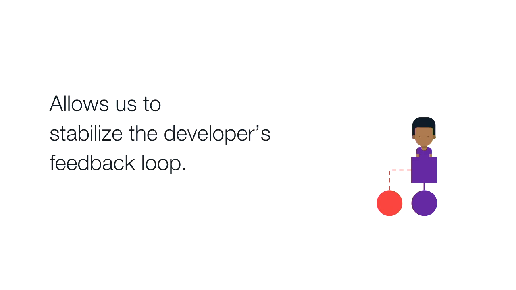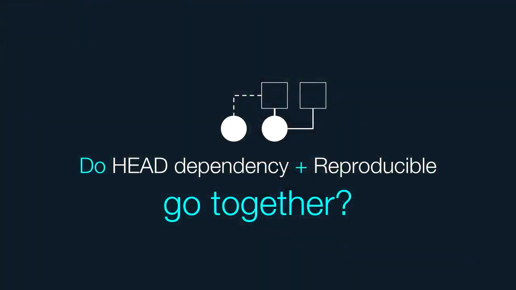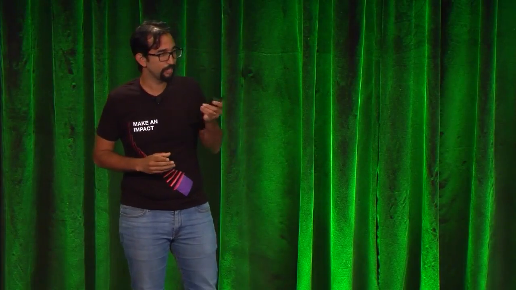And it allows us to stabilize the developer's feedback loop. So for example, if they're actually working on a short-lived branch and they just want to see that their code has changed, they don't want to see other things that are thrashing currently in the organization's code. If they have reproducibility, they can get the feedback for what they're doing. OK, so do head dependency and reproducible go together? So if you're using a mono-repo, we're all good, right?